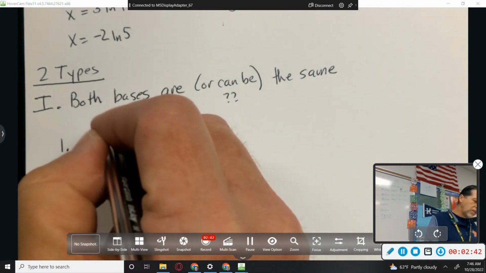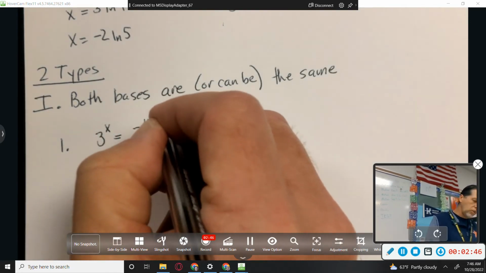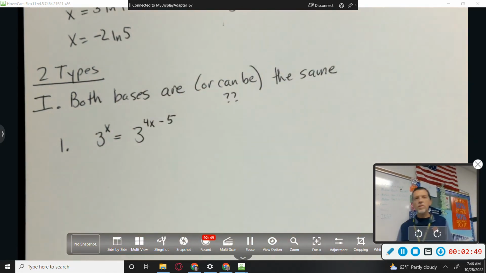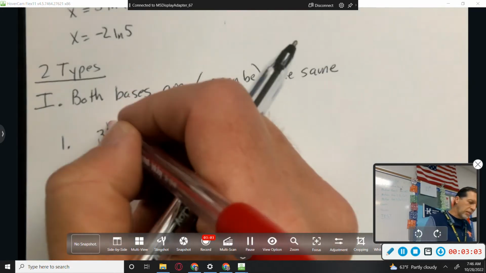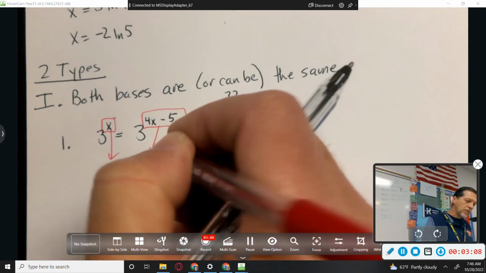So some of these are easy, right? Like every first example problem on any math assignment is usually the easy one. So if we have 3 to the x equals 3 to the 4x minus 5, well, any thoughts on what we could do with that? Right, if you got 3 to something equals 3 to something, I'm pretty sure the something's got to equal each other.